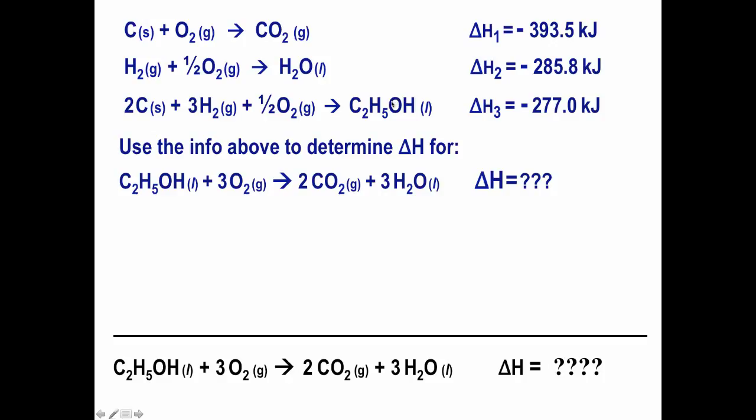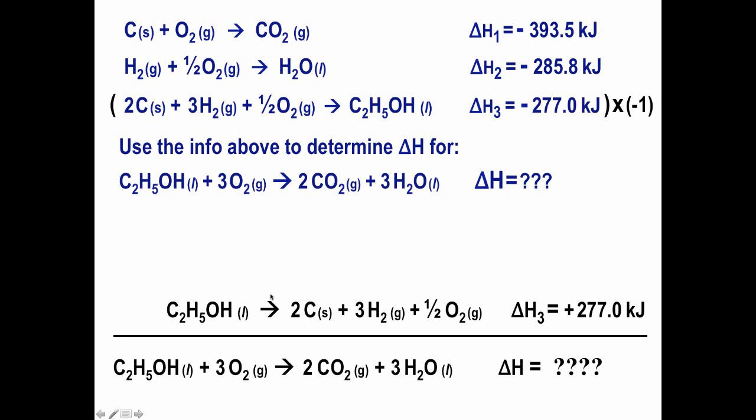Well, we can make this equation in reverse by flip-flopping the reactants and products. And if we do that, we have to change the sign of the enthalpy change. So essentially, that's like taking this reaction and multiplying the enthalpy change by -1 when we flip-flop the reaction. And that gives us C2H5OH on the left, which we would like, and then carbon, hydrogen, and oxygen on the right, and a delta H of positive 277 kilojoules.